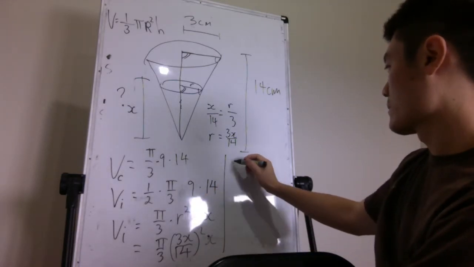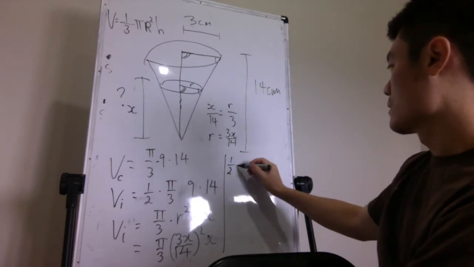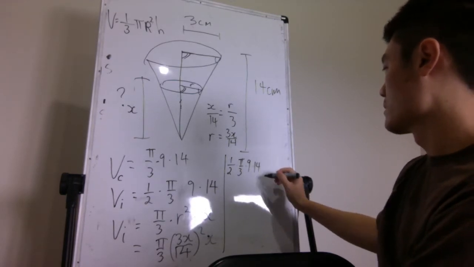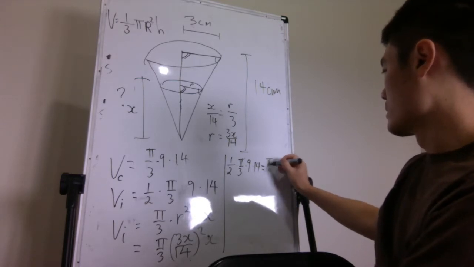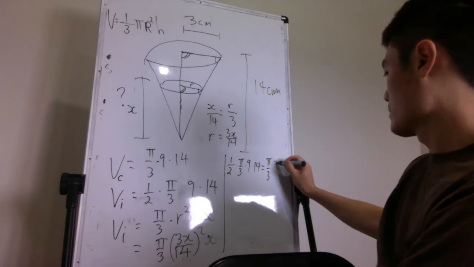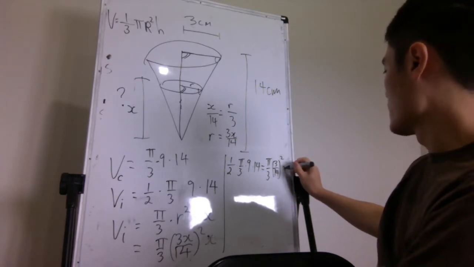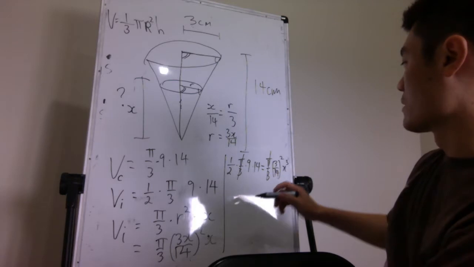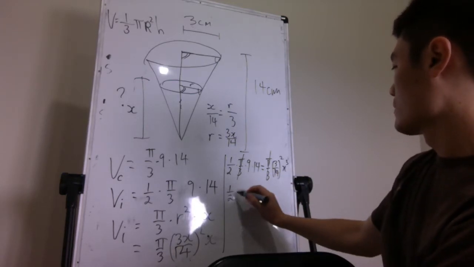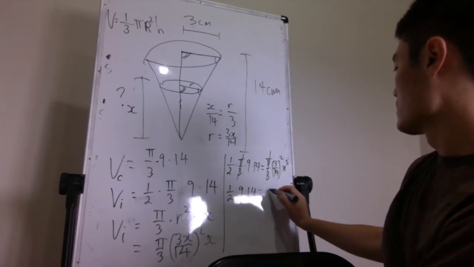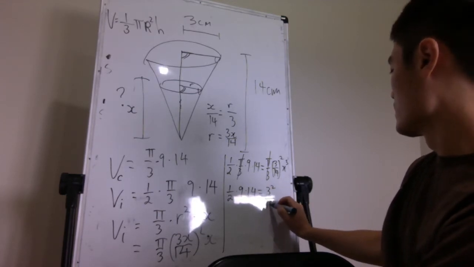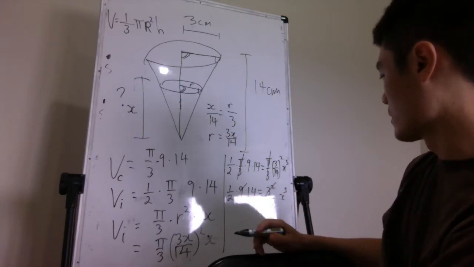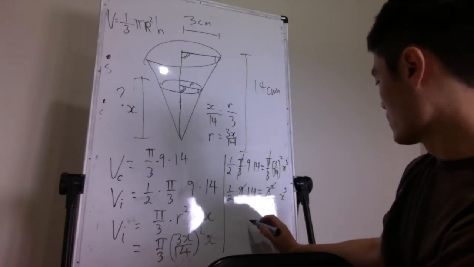So we have half times, I'm writing this out here, pi over 3 times 9 times 14 is equal to pi over 3 times 3 over 14 squared x cubed. Okay? And so you can cancel the pi over 3's on both sides. Half times 9 times 14 equals 3 squared over 14 squared x cubed. Okay, 3 squared is just 9, so 9 cancels on both sides. Then 14 squared goes there to get 14 cubed.